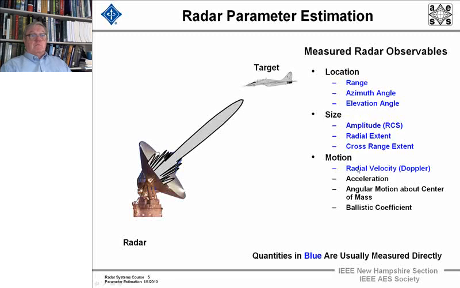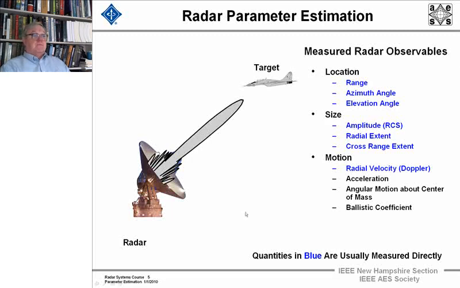observables that are in blue, we can derive the acceleration, the angular motion about the center of mass if it's a fixed body, and if we look at the trajectory as an object slows down in the atmosphere, we can measure the ballistic coefficient of the object. And so the quantities in blue are measured directly, but these other quantities of motion can be derived from the observed ones.